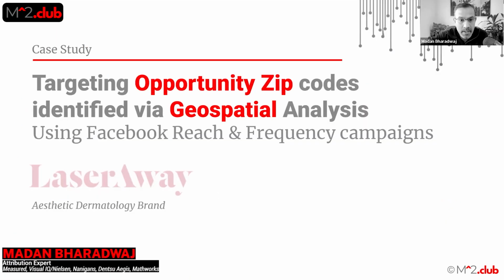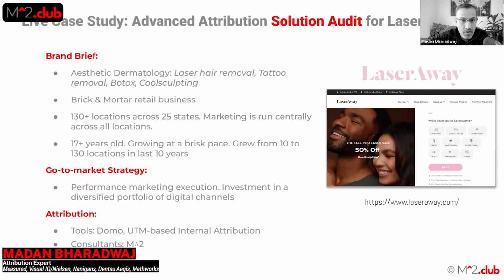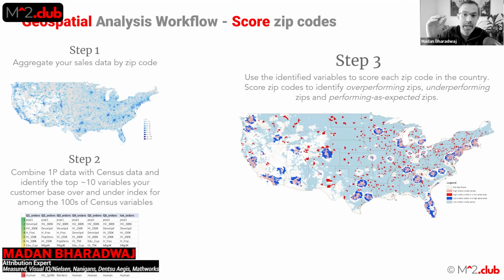All right, so the key question, the case study, is about targeting opportunity zip codes using geospatial analysis, using Facebook reach and frequency campaigns. All right, brand, you guys know Laser Away. Step one is you take all the data, your transaction data, your sales data, granularize it at the zip code level, roll it up at the zip code level, take your first party zip level data, marry it with public data sets like the census data sets. What I've been educated by Ken is that there are hundreds of variables. You identify the top 10 variables that over-index and under-index for your customers.